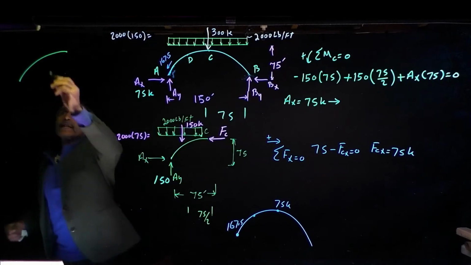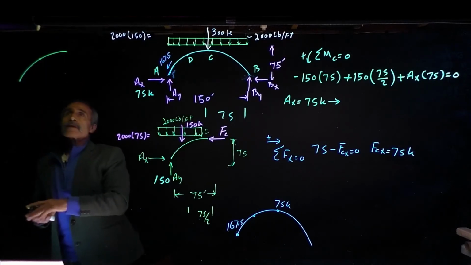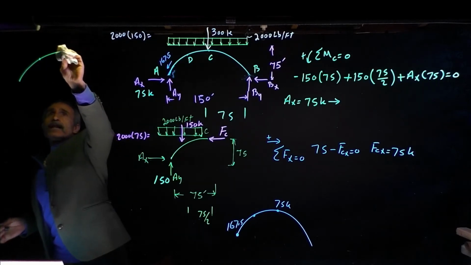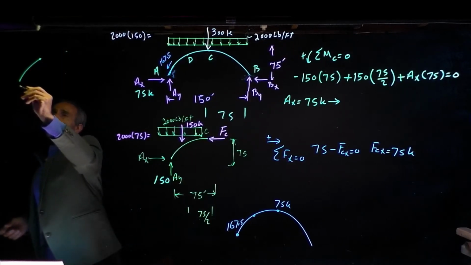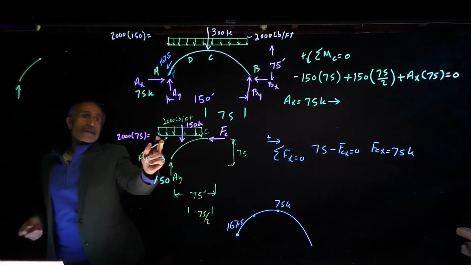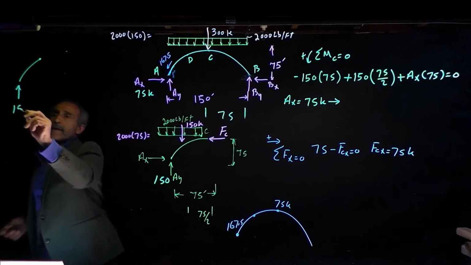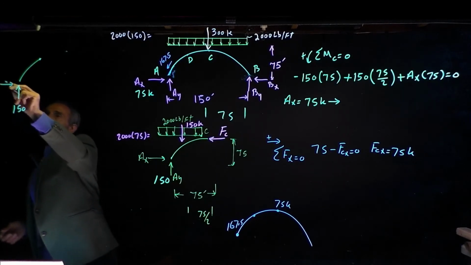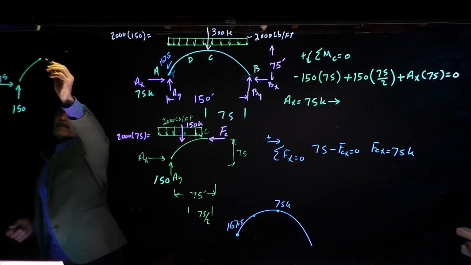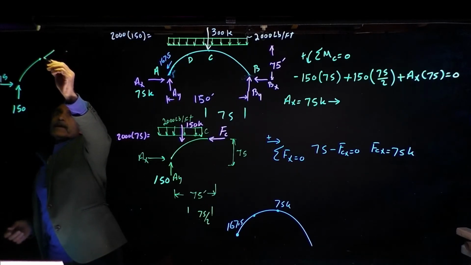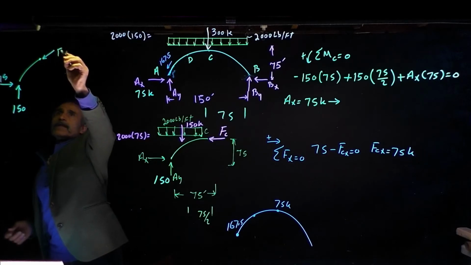Point D is right here. So let's erase this here. And there we go. And I got point A. At A, I have 750, and I got 75 right here. So I'm going to replace this with the force coming this way. And that's going to be F of D.